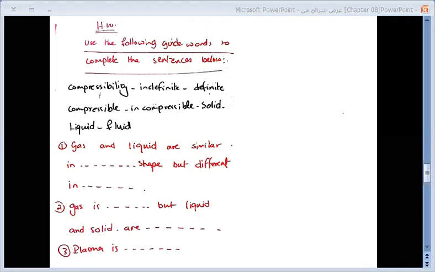They are similar in indefinite shape, but different in compressibility. Excellent, Hamza. Thank you very much. They are similar in the indefinite shape. They both have indefinite shape, but they are different in the property of incompressibility. Well, thank you, Hamza.